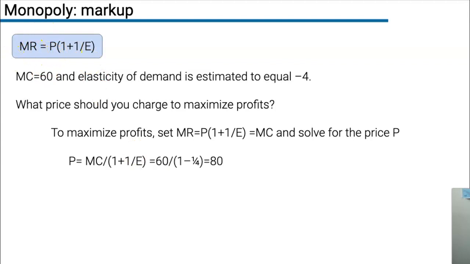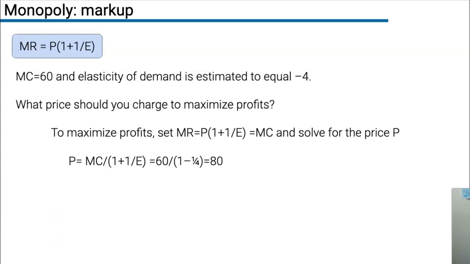So let's check out how that's going to work. If elasticity is negative 4, 1 plus 1 over the elasticity is going to be 3/4, and so you need to divide your marginal cost by 3/4 to get the price of 80. So this is kind of a rule of thumb. If you know the elasticity and you know your marginal cost, you can identify the optimal price just given these two values.